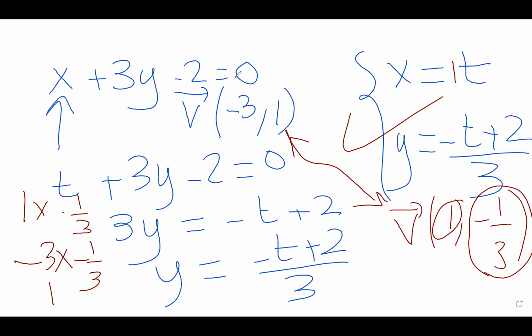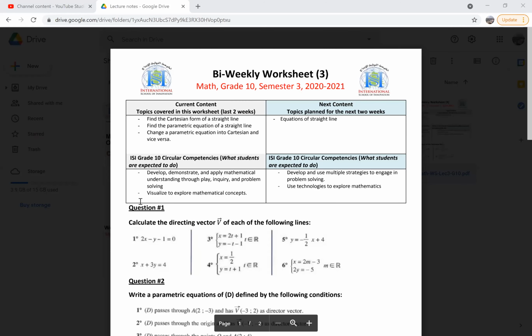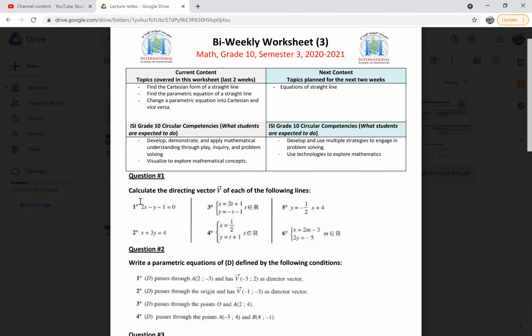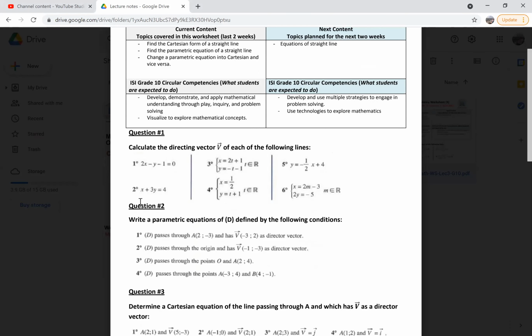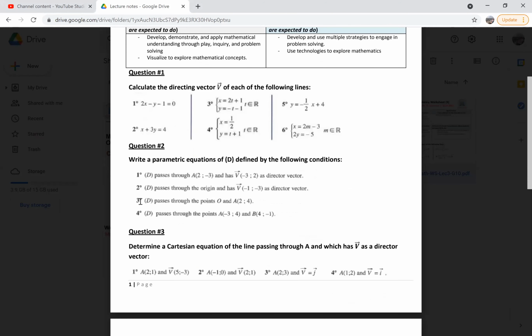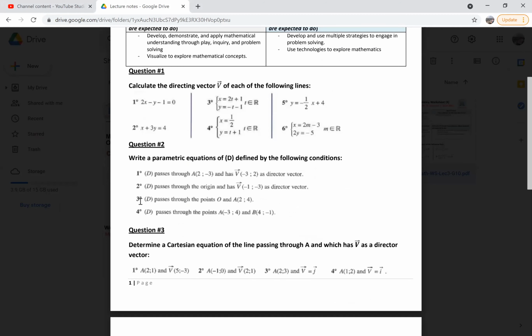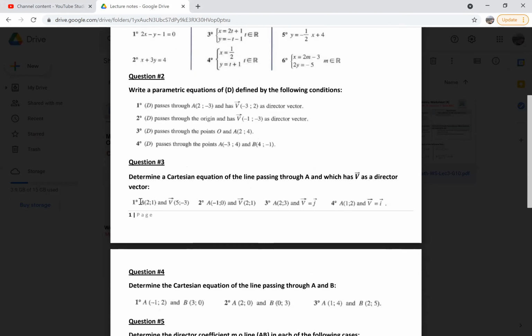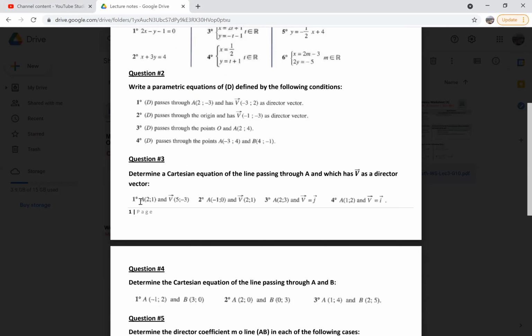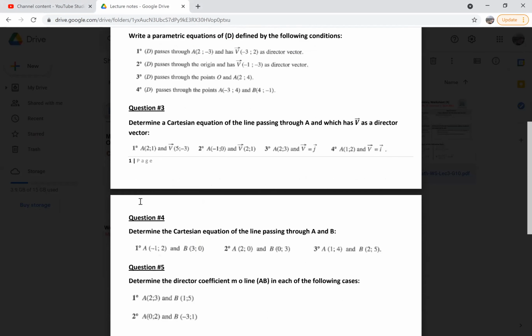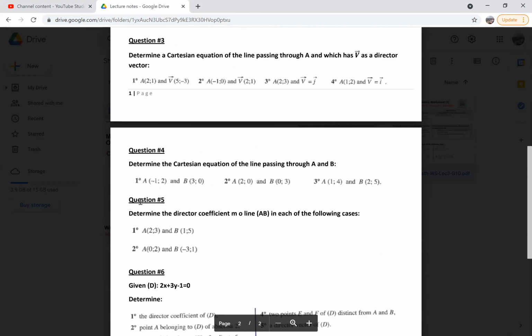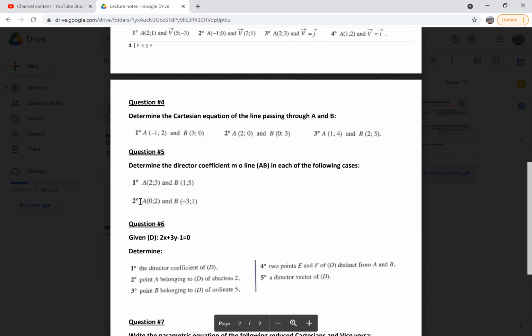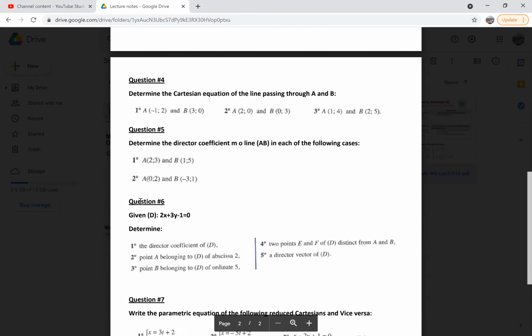Just one second before we finish. I want to share with you the worksheet. This is the worksheet that you have to solve for tomorrow. It's very easy. In the first question, I just want you to give me the director vector of each of the following lines. In question number 2, you need to write the parametric equation in each of the following cases. In question number 3, you need to give me the Cartesian equation also in each of the following cases. In question number 4, also the Cartesian equation of the line passing through A and B. And in question number 5, I want you to determine the director coefficient.